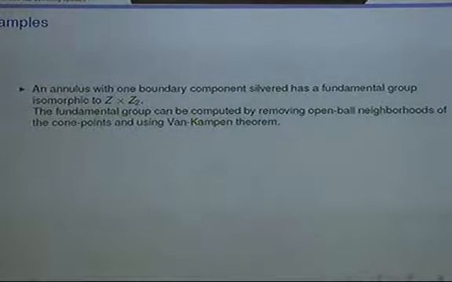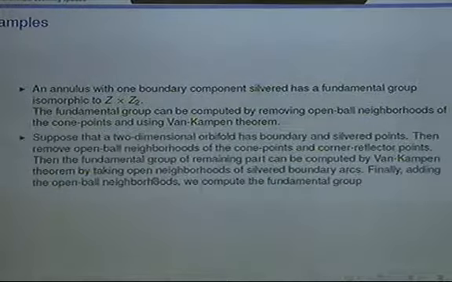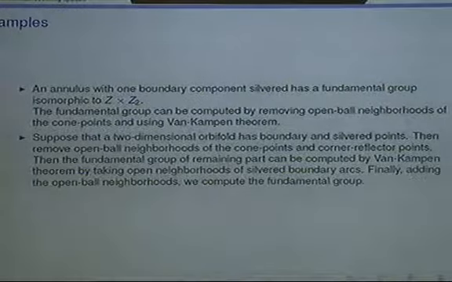The universal cover is going to be some kind of infinite strip, so it's easy to see what the deck transformation has to be. Another way, you can use the Van Kampen theorem, which also works here. For example, if you have 2 orbifolds with some boundary and silver points, then you remove these open neighborhoods of the cone points and corner reflectors, and you keep removing until you don't have any singularities. Now you start adding the silver boundary arcs, and that just means extension by G2.